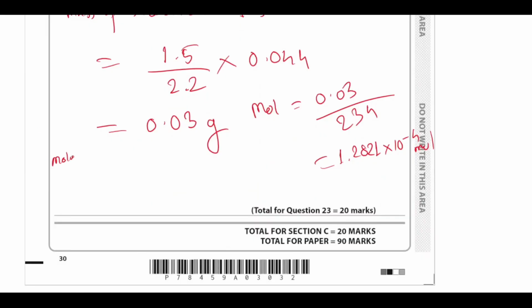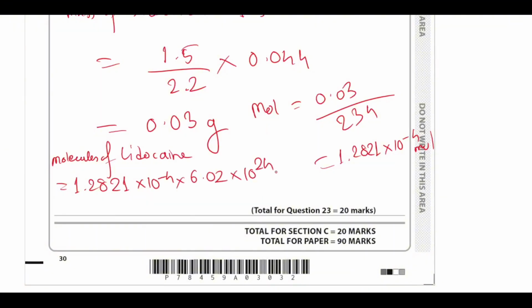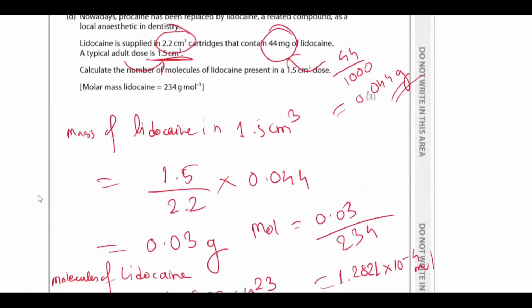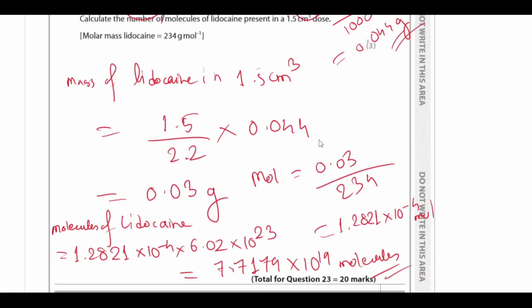Of course, the molecules of lidocaine, since 1 mole is 6.02 times 10 to the power 23, this much amount of moles would be 1.2821 times 10 to the power negative 4 times 6.02 times 10 to the power 23. So our answer will be about 7.7179 times 10 to the power 19 molecules. So that's the amount of lidocaine molecules present in the 1.5 cm3 adult dose.